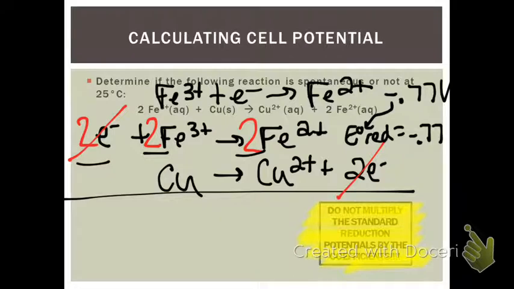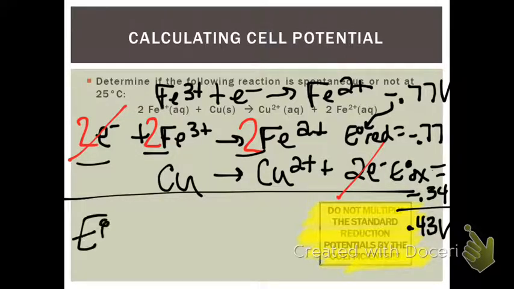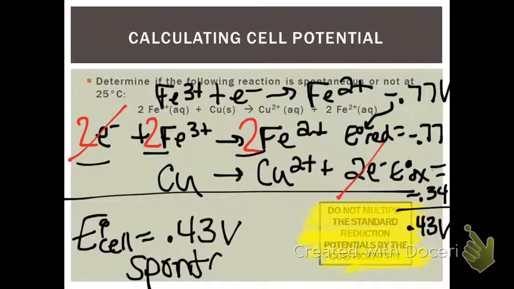This other one I'm not going to find as written. This is my oxidation, so I have to look for the opposite of this on that chart. And the opposite on the chart is going to be negative 0.34 because on the chart it's positive 0.34. When I add them up, I get 0.43 volts. Now, because E naught cell is 0.43 volts and it's a positive answer, I know that the cell is spontaneous.